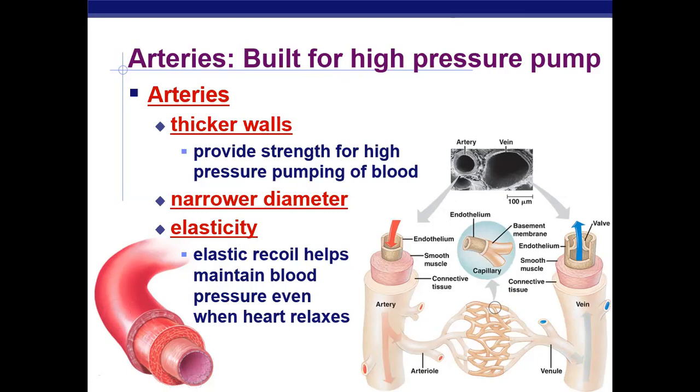Elasticity. Elastic recoil helps maintain blood pressure even when the heart relaxes. So these arteries, these blood vessels, right here I'm tracing with my cursor, when the heart pumps, they expand like a rubber band. They are elastic like a rubber band, and then they will contract back. That elasticness, the expansion and then contraction, helps to keep the blood flowing through the body, right?